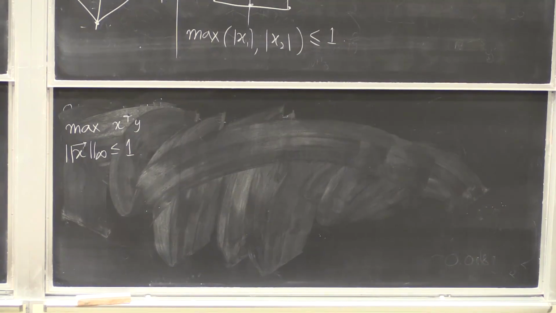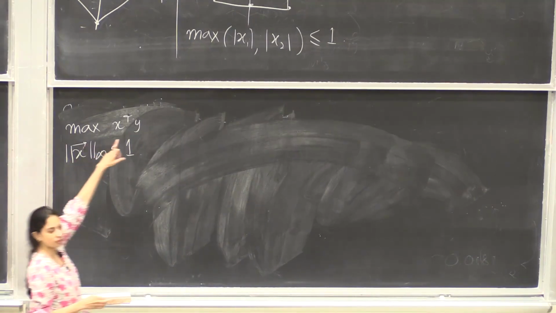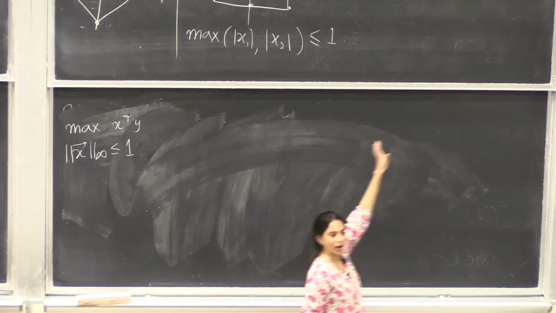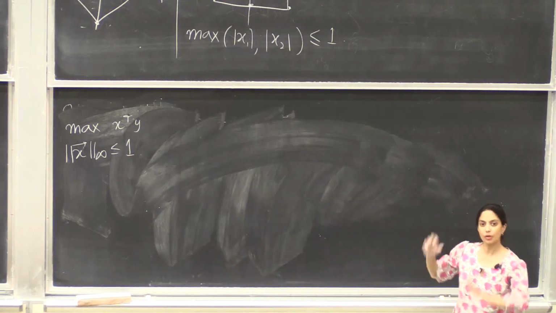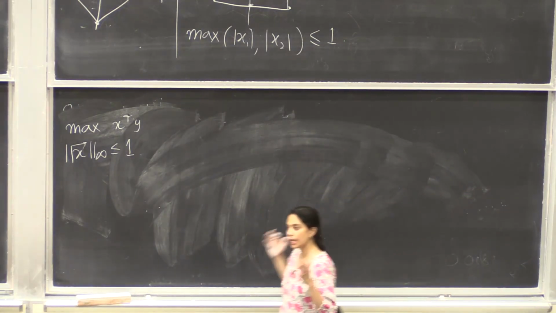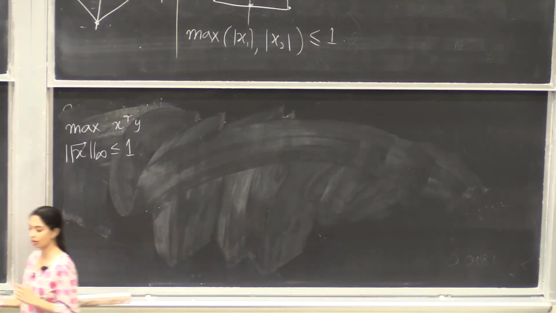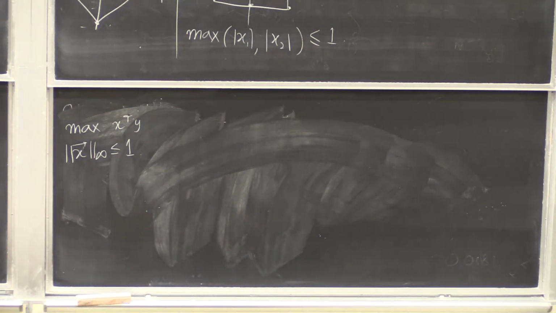So what happens in this case? Now you're searching over this square, right? Y is fixed. Now you want to say what x in the infinity norm ball maximizes my particular inner product, right? So how am I going to go about that? Take 1 minute to think about it.